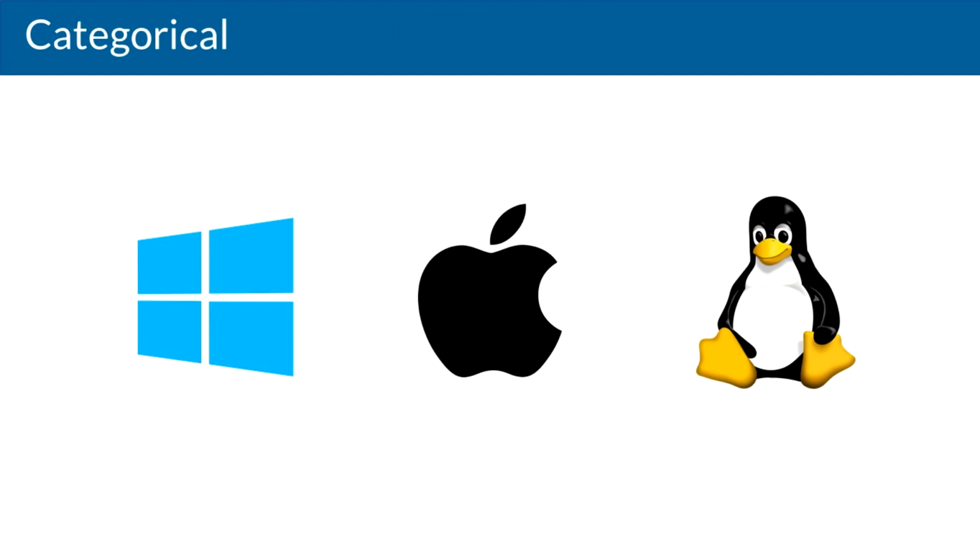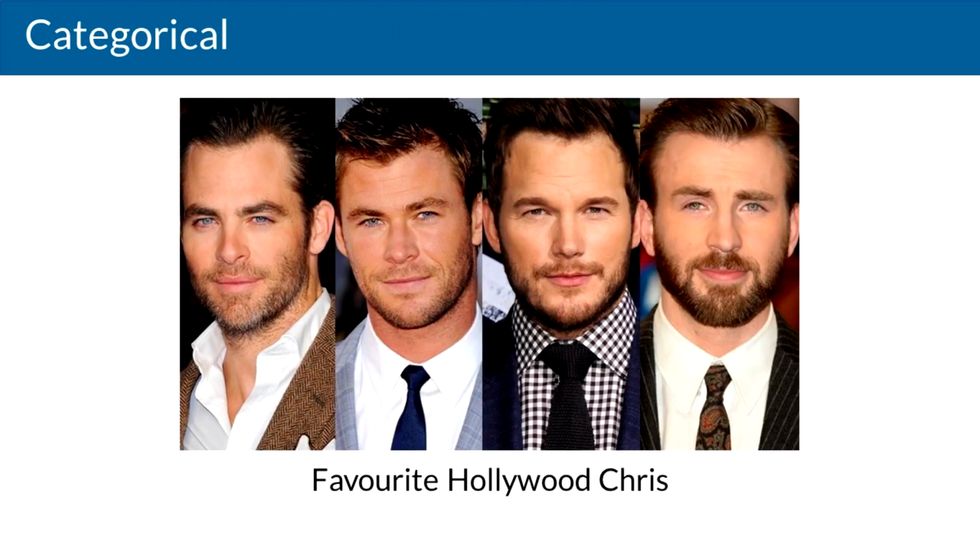Categorical data is usually descriptive and focuses on some sort of characteristic. If you surveyed people about their preferred operating system or their favorite Hollywood Chris, you would be collecting categorical data. It's useful for helping to understand your sample, but it's really tough to analyze.